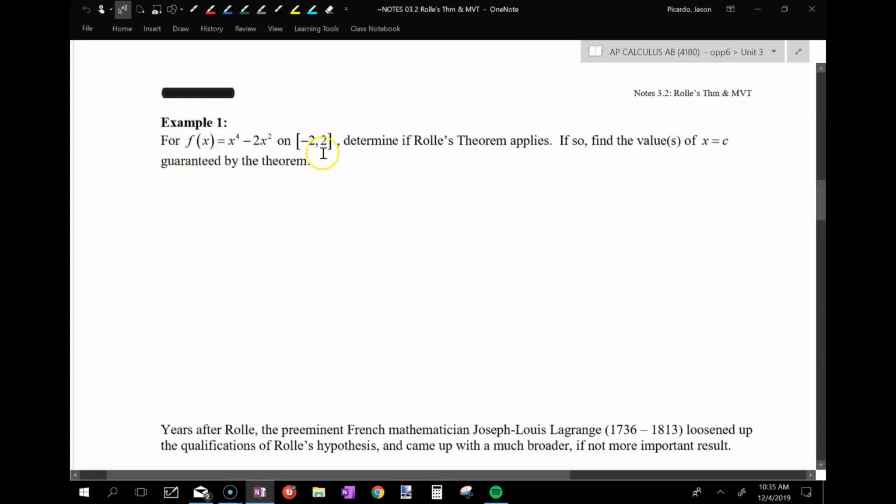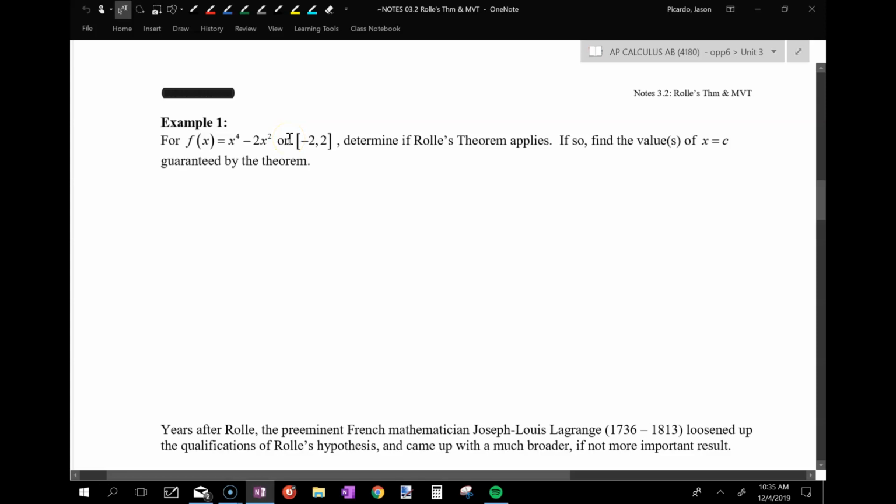So here's what I give you. I give you guys a function. I give you a closed interval. I want to know if Rolle's theorem applies, followed by any value where the horizontal tangents exist, right? So we got to know if it applies. First of all, is f of x a continuous function? Yeah, it's just a power function, right? Do I have a closed interval?